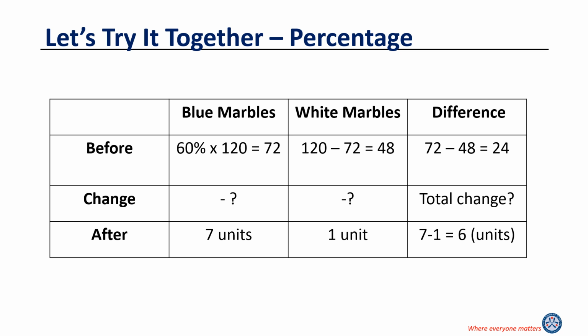Read the question carefully. First study the problem. What is it telling us? We are told Tom gave away an equal number of blue and white marbles. So we know the difference between the number of blue marbles and white marbles remains unchanged. So we make the difference after change, that is 6 units, equal to that before change, and that is 24, which is obtained by subtracting the number of white marbles from the blue marbles.